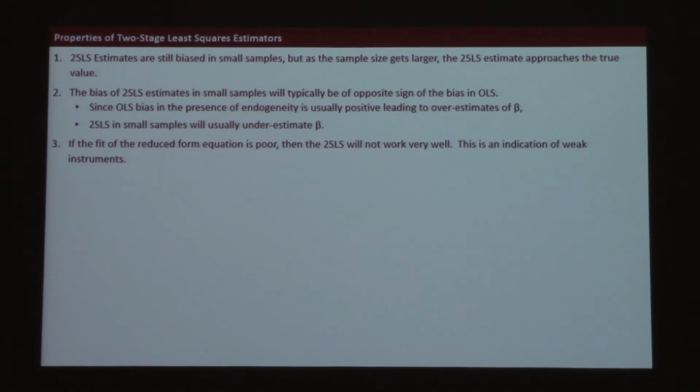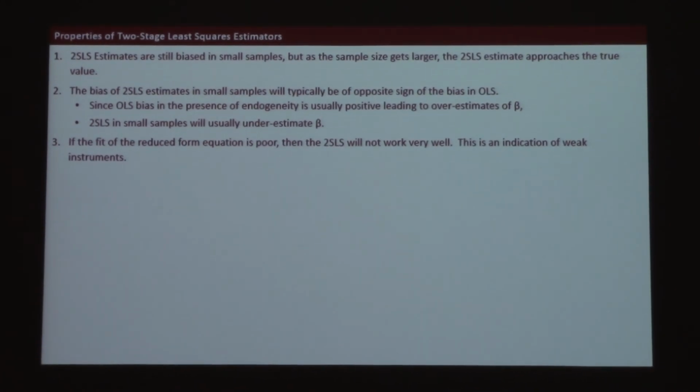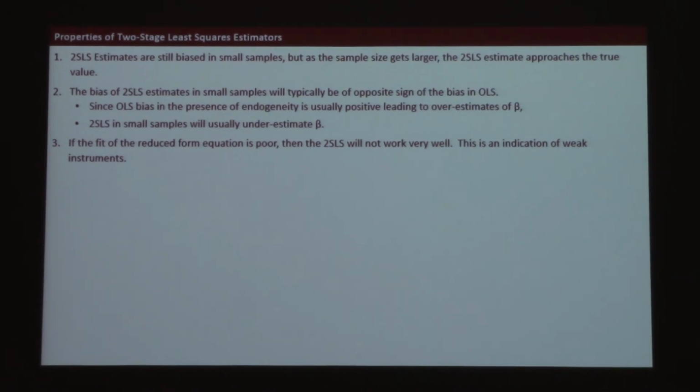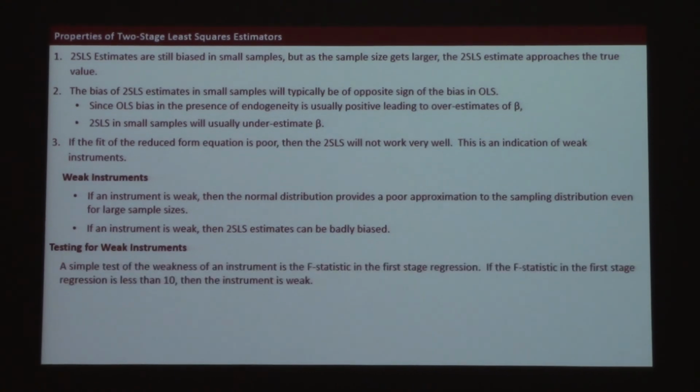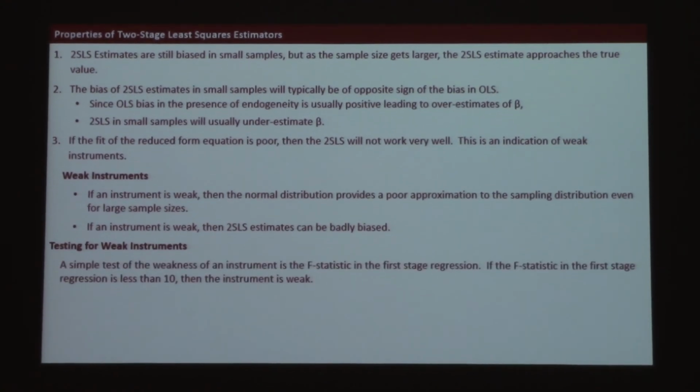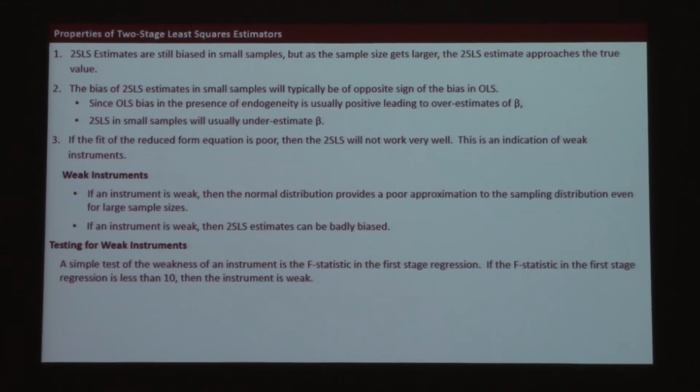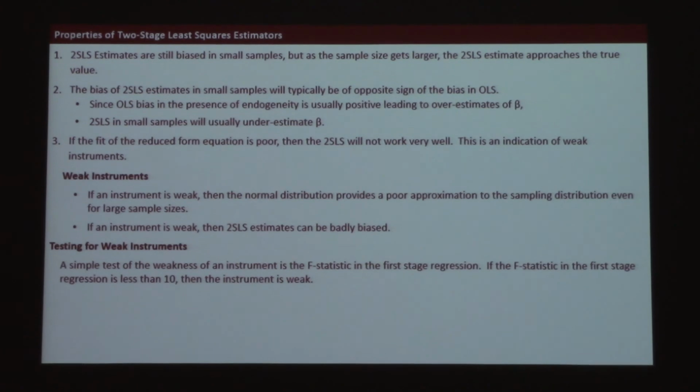Again, if the fit of the reduced form equation is poor, then two-stage least squares doesn't work very well. This is that first stage of the regression. So if we get a weak instrument, then we get bad results. Our coefficients can be badly biased. And here's our rule of thumb. Look at the first stage of our two-stage least squares regression. If the F-statistic is less than 10, then it's a weak instrument. And if it's greater than 10, then we got a pretty decent instrument.